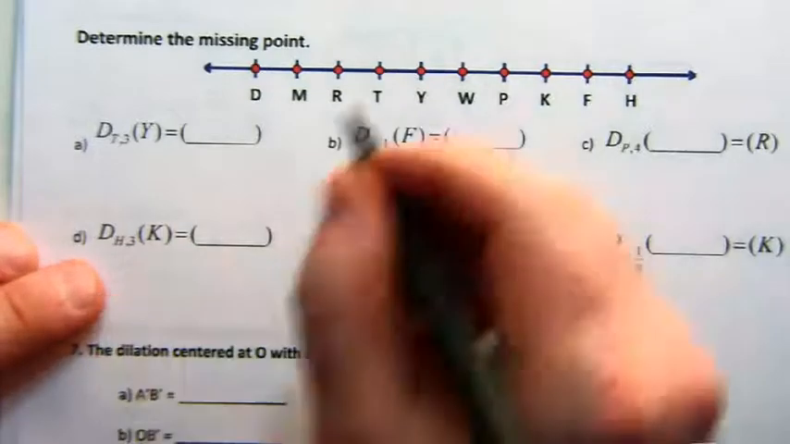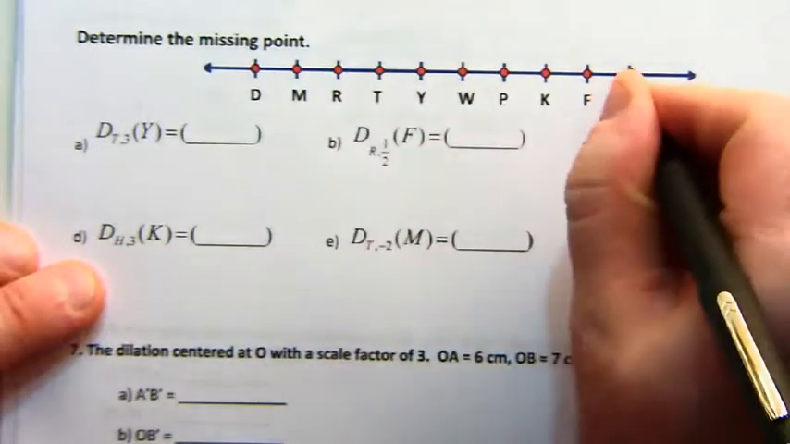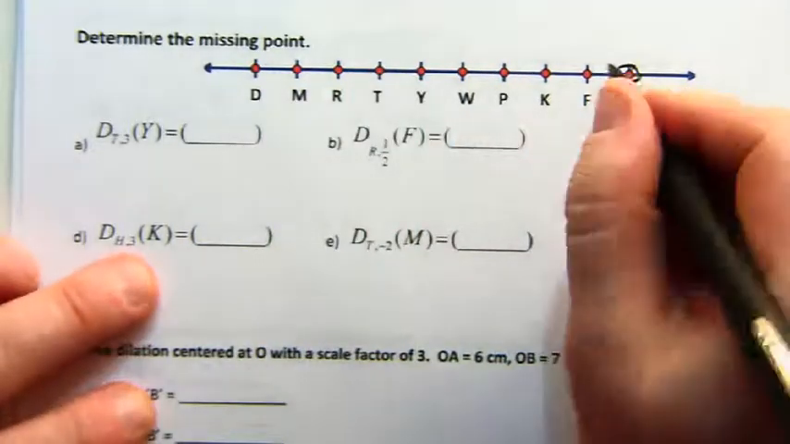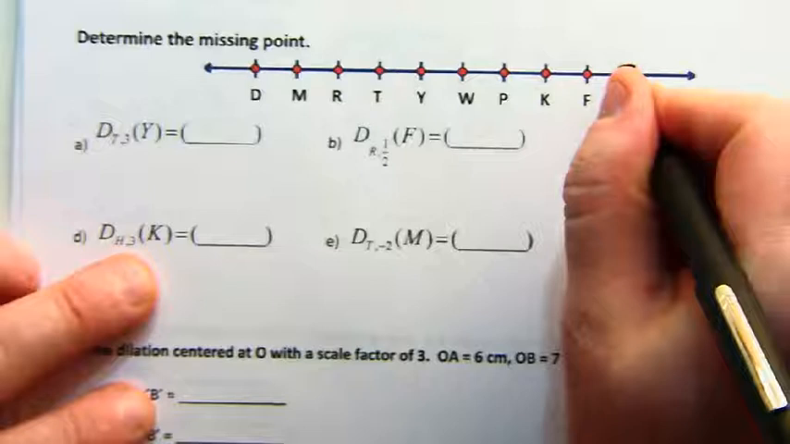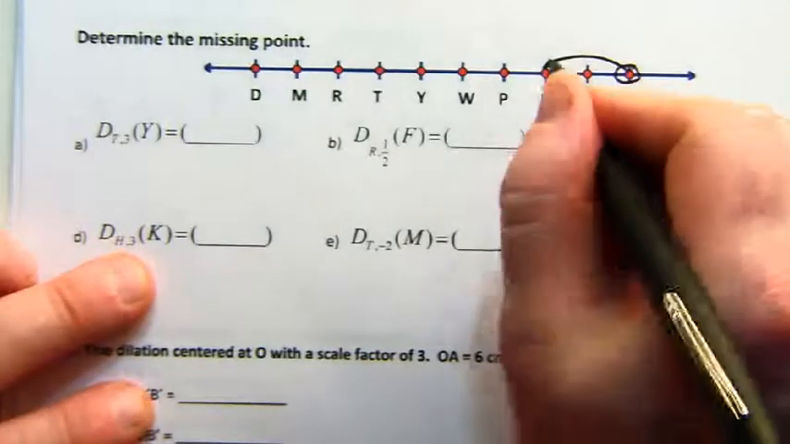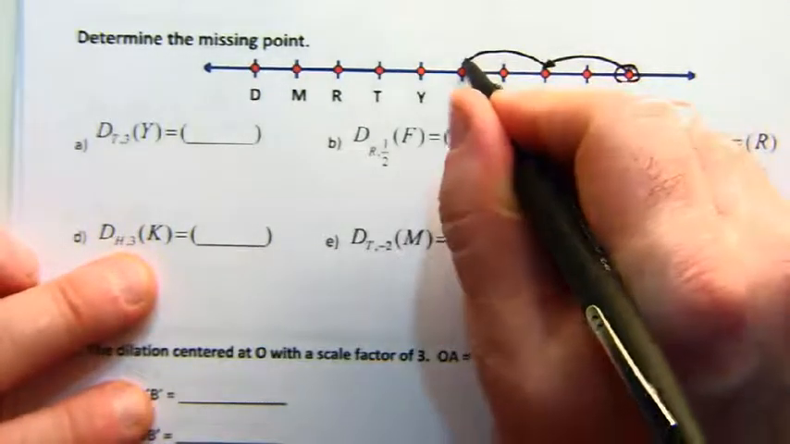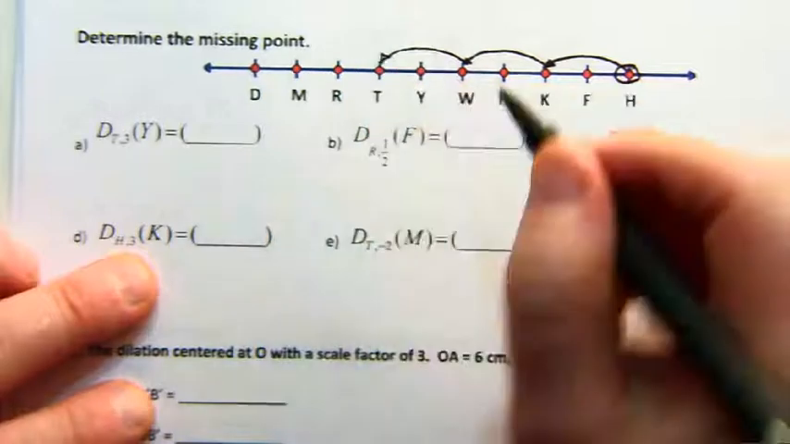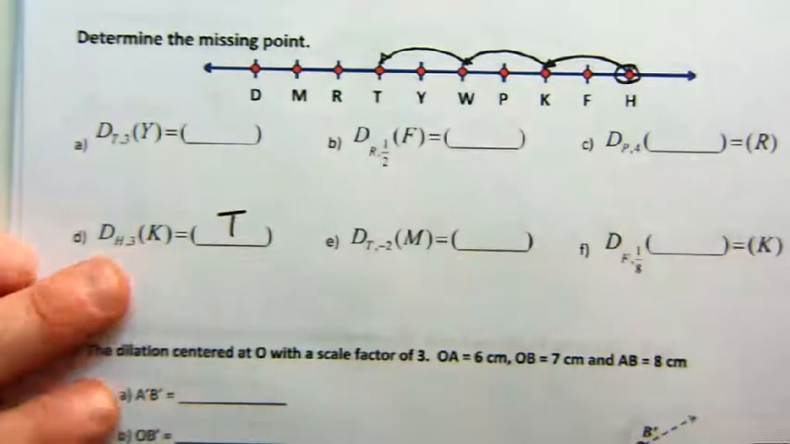So this says centered at H. Where's my H? Here it is. We're going to dilate K 3 times. Now K is 2 away. So 3 times would be another set of 2 and another set of 2. And so it would land at T.